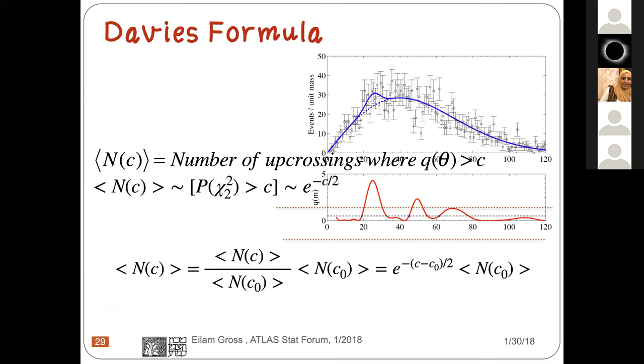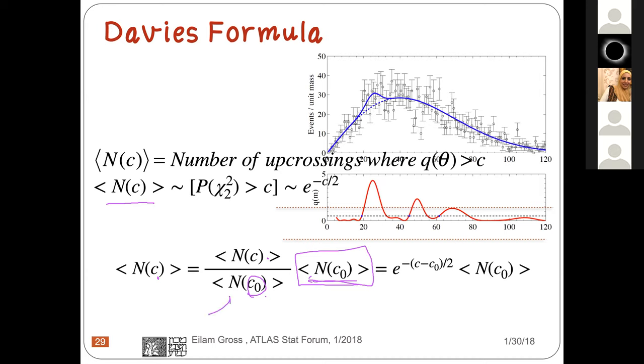So here's the trick. The trick is that since we know that the number of upcrossings at a level c is proportional to P of chi-square of 2 degrees of freedom more than c, which is e to the minus c over 2, we write N(c) as N(c) over N(c0) times N(c0). c0 is another level, but this time we take it to be very, very small, say 1 sigma or 0.5 sigma. So the number of upcrossings is very big. And every time you toss an experiment, you get many upcrossings which cross 0 sigma always. So this is something that we can easily calculate. This is something we can empirically determine easily.